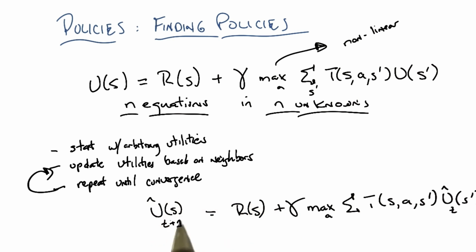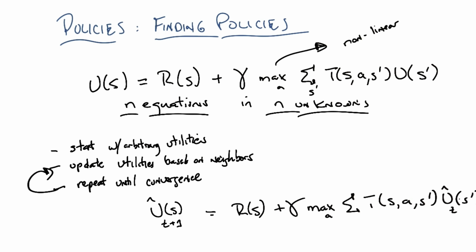I'm going to update utilities based on neighbors at every iteration. I'm going to update my estimate of the utility of some state S by simply recalculating it to be the actual reward that I get for entering state S plus the discounted utility that I expect given the original estimates of my utility. Does that make any sense at all?